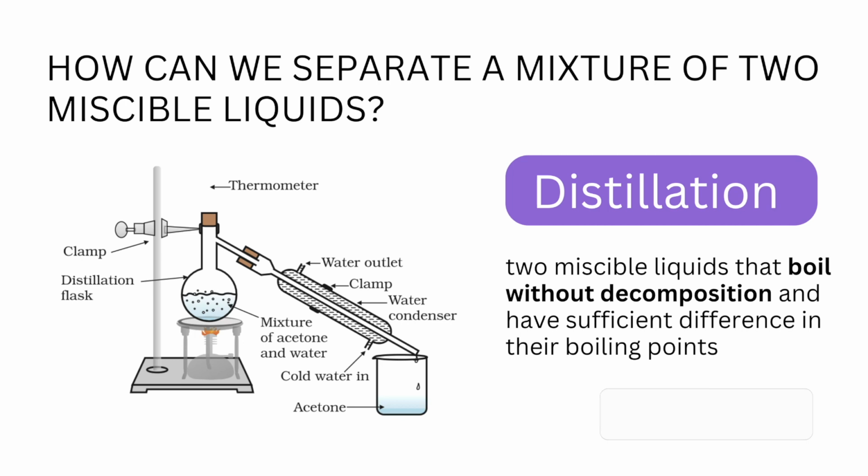So the technique that we are going to use is called distillation. For example, we have a mixture of acetone and water. Acetone is the chemical that you use in your nail polish remover, and acetone is mixed with water. Both are colorless, so you cannot tell them apart.